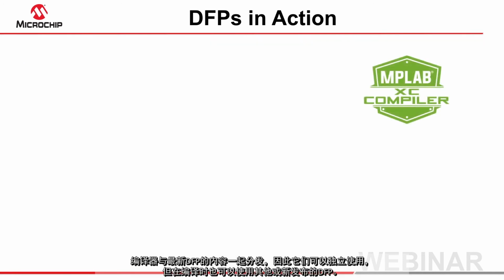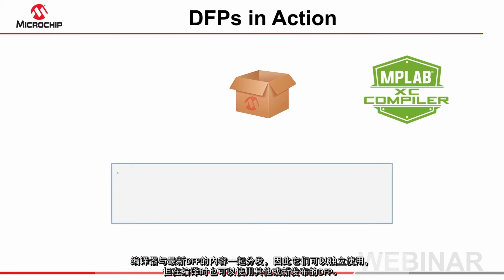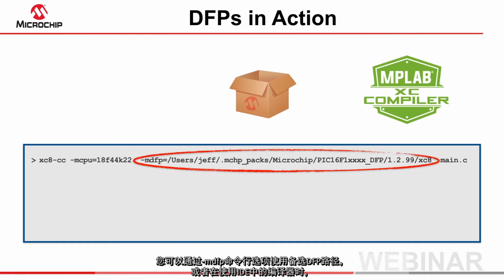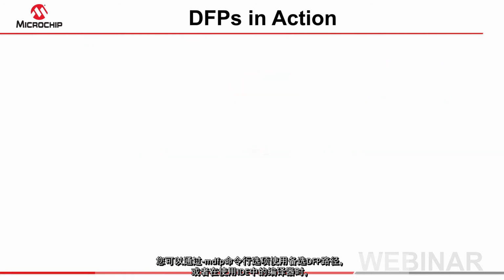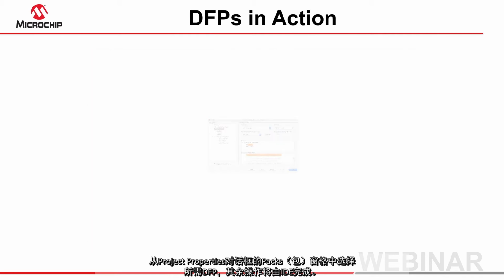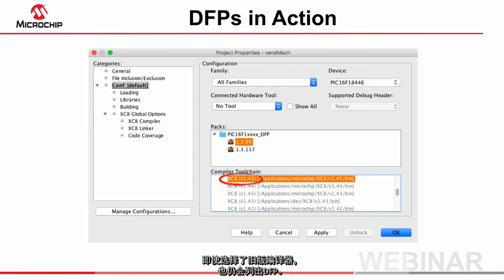The compilers are distributed with the content of the latest DFPs so that they can be used standalone. But other or newly released DFPs can also be used when you build. The -mdfp command line option lets you use an alternate DFP path, or when using the compiler from within the IDE, select the required DFP from the Packs pane in the Project Properties dialog, and the IDE will do the rest. DFPs are listed even when old compilers are selected.